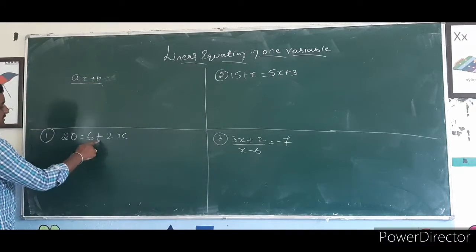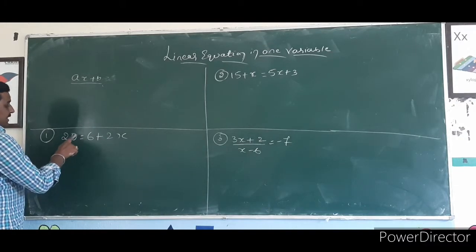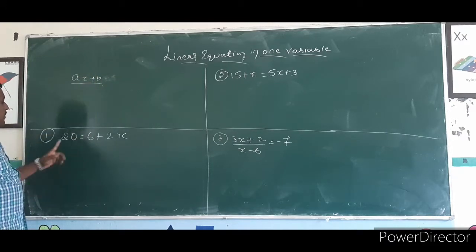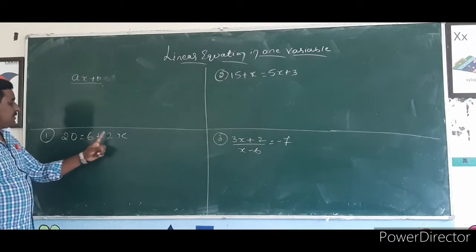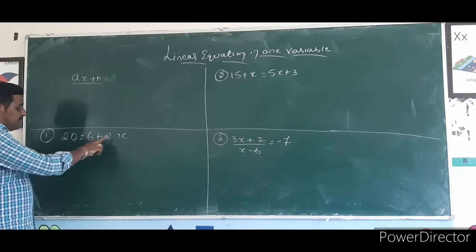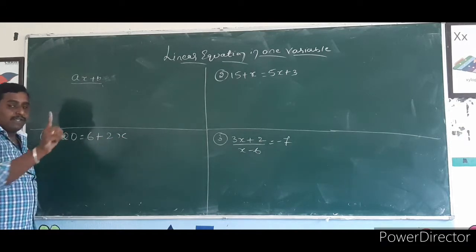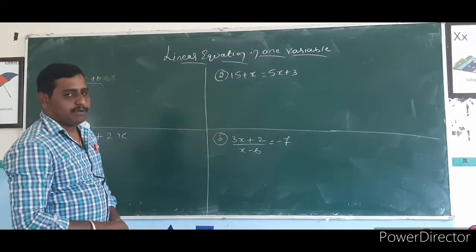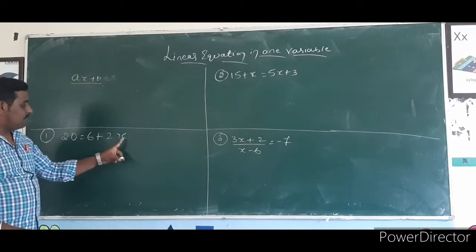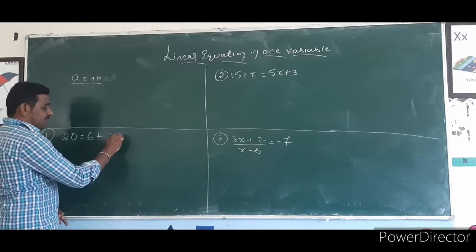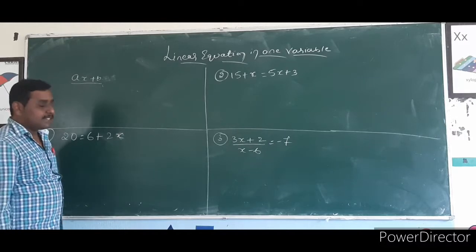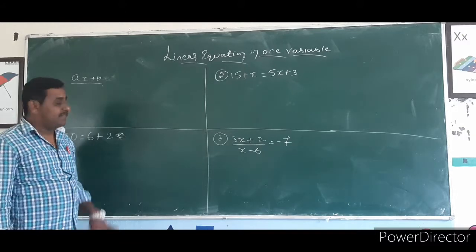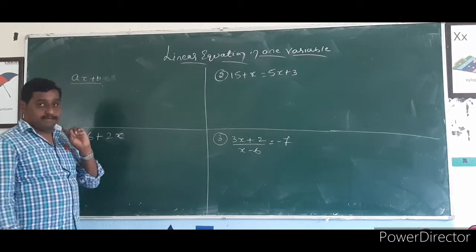For example, here I am considering an example: 20 is equal to 6 plus 2x. Check throughout the equation, only one variable is there. It may be any letter of the alphabet, no problem. Here in this equation, x is there. So look at the power of the equation. The power is equal to 1.